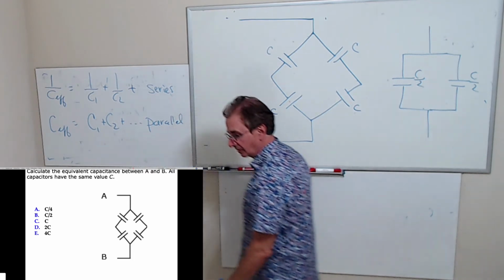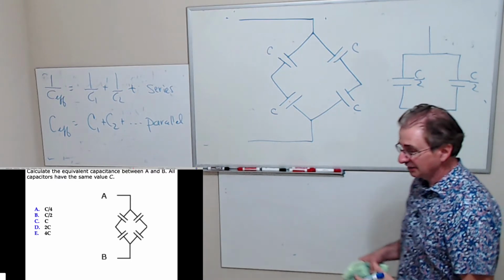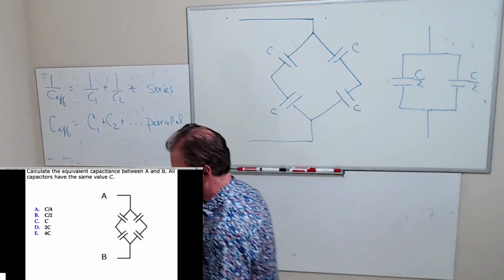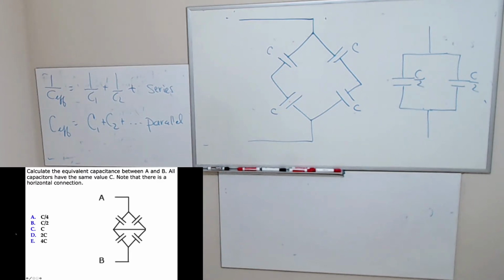And so yeah, most of you got it correct. C over 2 plus C over 2 is C. So the equivalent capacitance was C. So let's try another one. Almost the same circuit. It's this one.